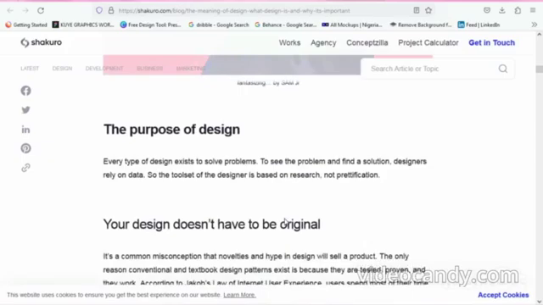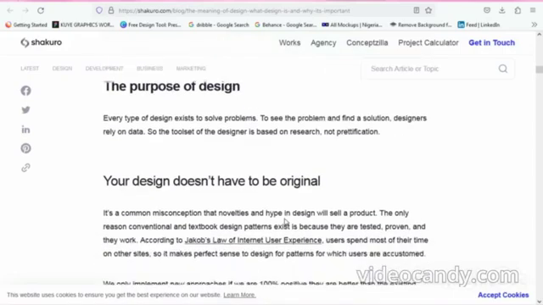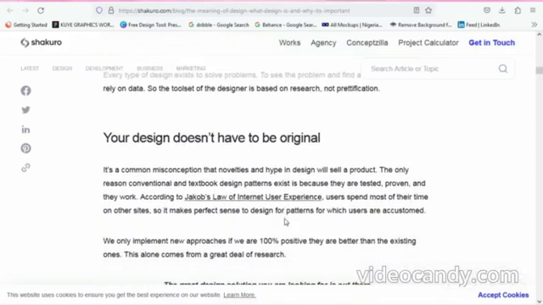What's the reason for design? Why did you join design? Why did you want to do design? Well, there's something I came to realize: you don't have to design from scratch. I remember when I just joined design, I wanted to do something unique, something different. I was like, hey, I need to do something that will wow people.